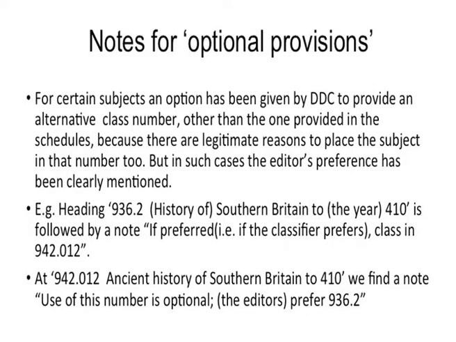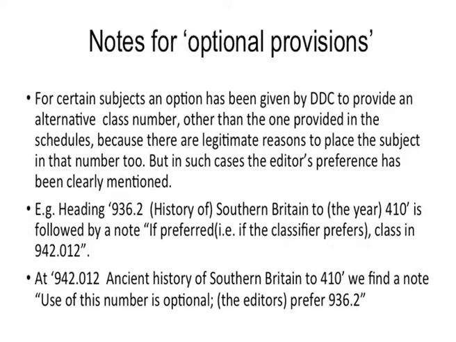This heading, 936.2, History of Southern Britain to the year 410, is followed by a note: if preferred, that is, if the classifier prefers, class in 942.012. So 942.012 is an optional number.